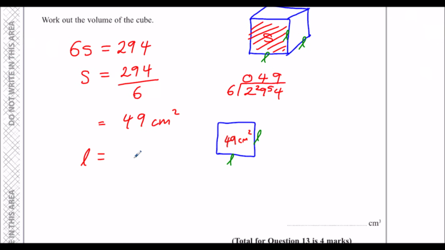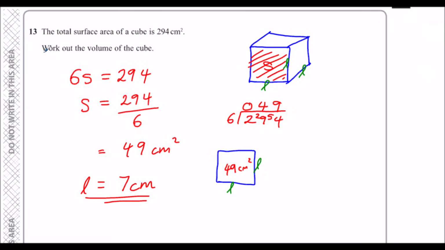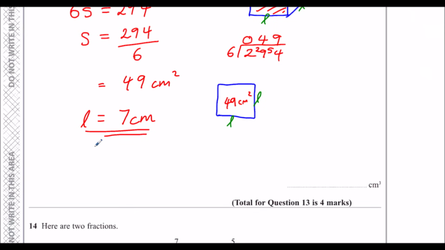That's 7. 7 sevens are 49. So the length has to be 7 centimeters. So the cube, we know it's got a length, a width, and a depth of 7 centimeters. We need to work out the volume of the cube.